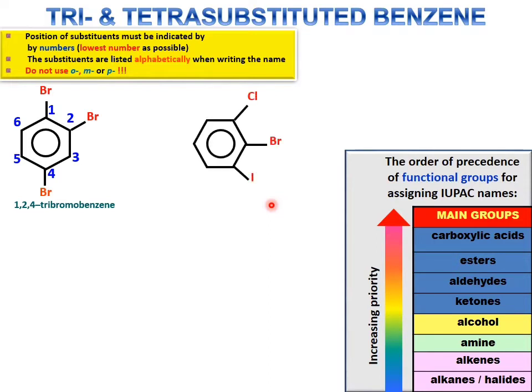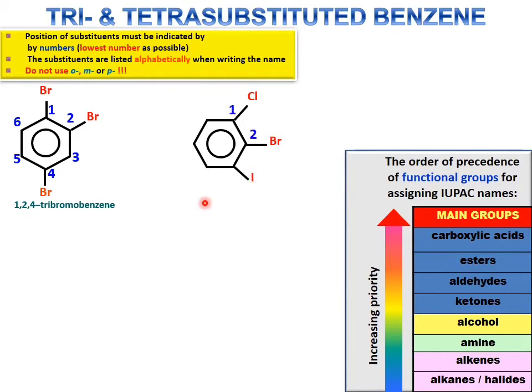Okay, next we have chlorine, bromine, iodine. So dekat mana you nak letak nombor 1 kelas? So you akan letak number 1 either at carbon directly bond with chlorine or carbon directly bond with iodine. Which one? Bila you kena buat pilihan macam ni kelas, you kena consider dari segi alphabet. This one is chloro, this one is iodo. So mana dulu? C dululah, kan? So we put number 1 here.